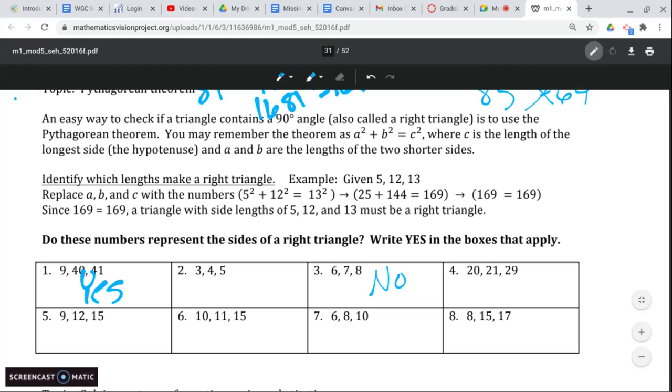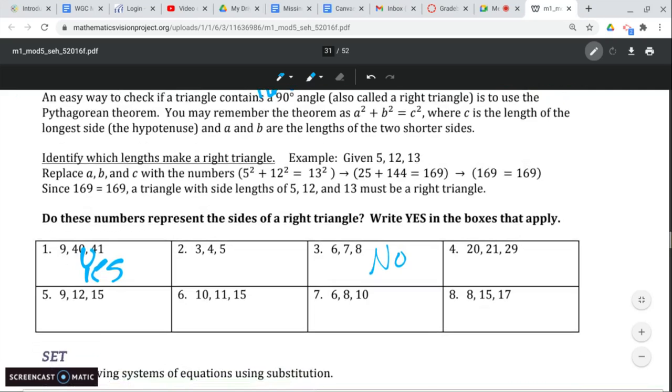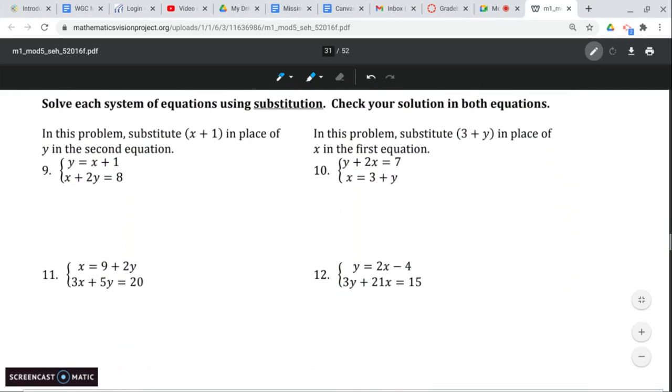You're just going to square all those values, add the two smallest ones together, and see if it equals the third one. Okay? All right, moving on to systems of equations. We're going to solve these using substitution. So systems is your key word for this lesson, systems.